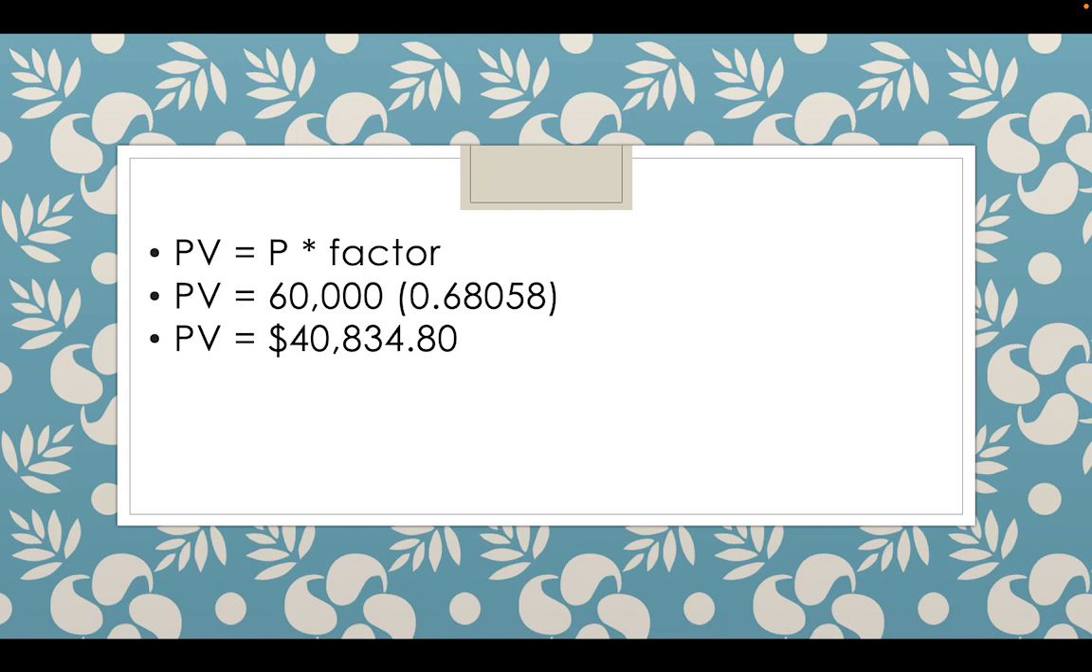So when I run that number through the calculator, I get $40,834.80. So if the couple invested $40,834.80 today in an investment account that earned 8% interest and they left it in there for 5 years, at the end of 5 years, they would have the $60,000 down payment that they would need for their home.